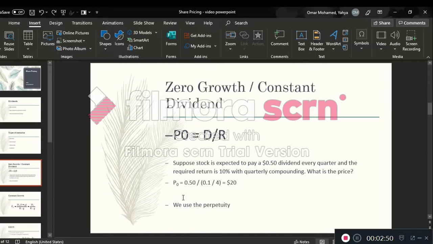So P0 will equal 0.5 over 0.1 divided by 4. We just substituted what's given into the equation. However, the reason why we divided the required rate of return by 4 is because they're paying the dividends every quarter. If they're paying it annually, which is what most of the questions usually are, we just do 0.5 divided by 0.1. But because they're paid quarterly, we have to divide it by 4.